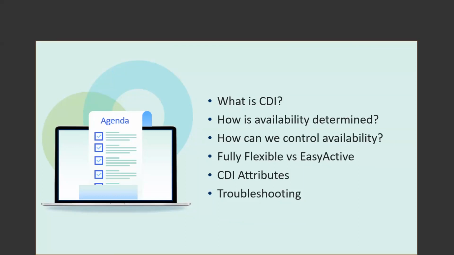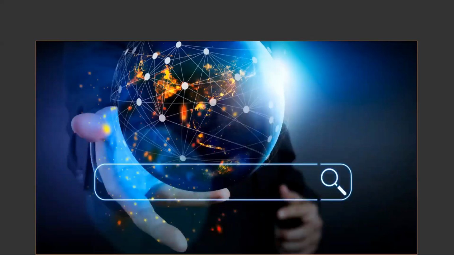We'll also look at CDI attributes that we see in our ALMA collections and how we can search on them. And we'll also look at some basic troubleshooting issues that you might have, things to look at first, and also ways to gather additional information if you need to, for example, enter a support ticket, to try to gather as much information as possible before you do that. So we'll start with what is CDI.